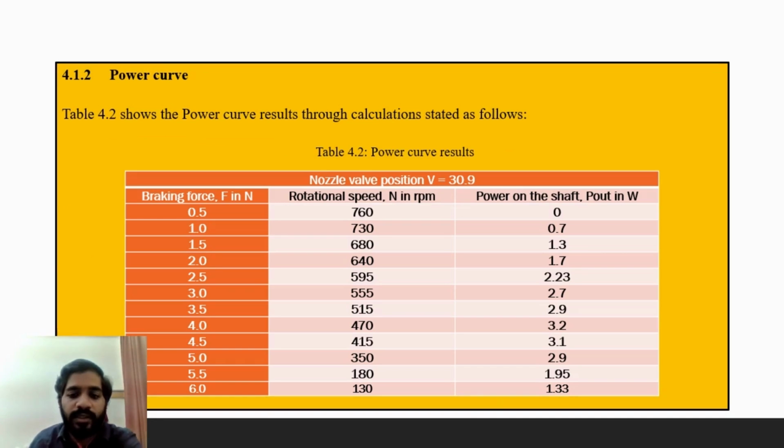So in this next section, we're about to refer to the power curve. Table 4.2 shows the power curve results through the calculations which were given by the lecturer itself. In the table, we're about to see the estimation of the braking force starting from 0.5 Newton, followed by 6 Newton, and also the rotational speed and the power on the shaft.